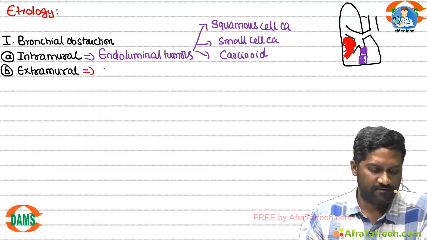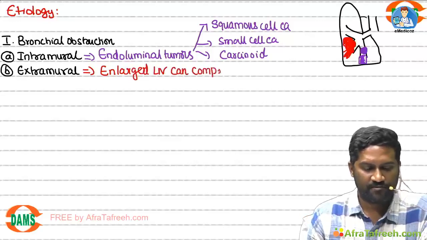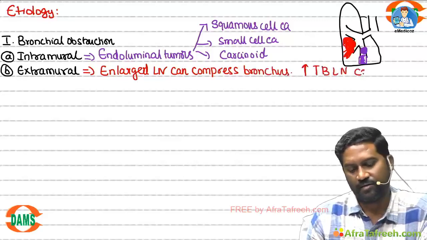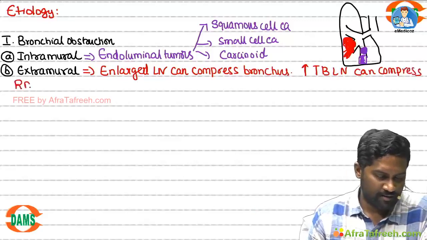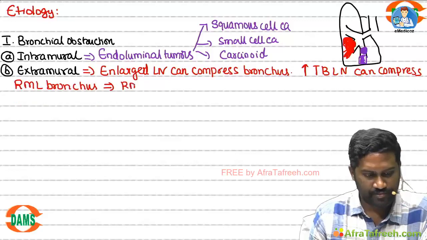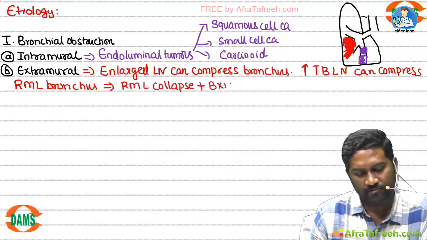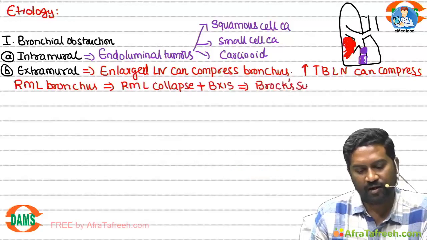The best example is TB lymph node. An extramural enlarged lymph node can compress the bronchus. In the same way, an excessively enlarged TB lymph node can compress the right middle lobe bronchus, resulting in right middle lobe collapse and bronchiectasis. This combination of right middle lobe collapse and bronchiectasis is called Brock's syndrome.